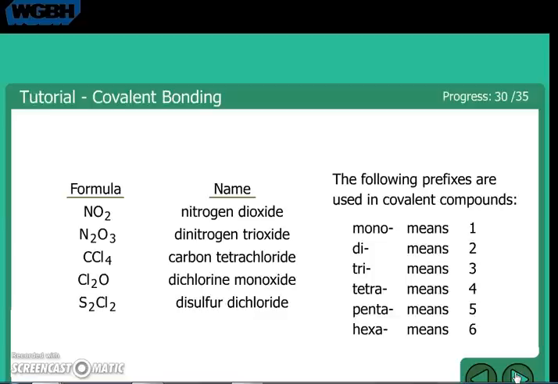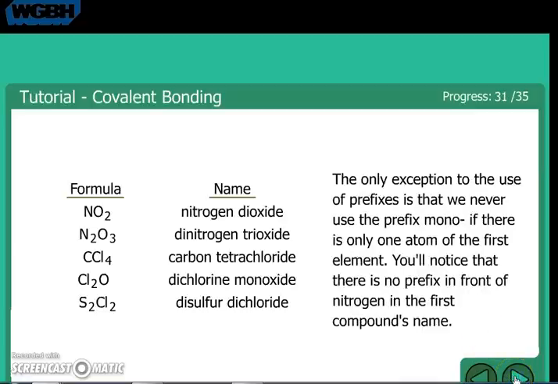The following prefixes are used in covalent compounds. Mono means 1, di means 2, tri means 3, tetra means 4, penta means 5, hexa means 6. The only exception to the use of prefixes is that we never use the prefix mono if there is only 1 atom of the first element.